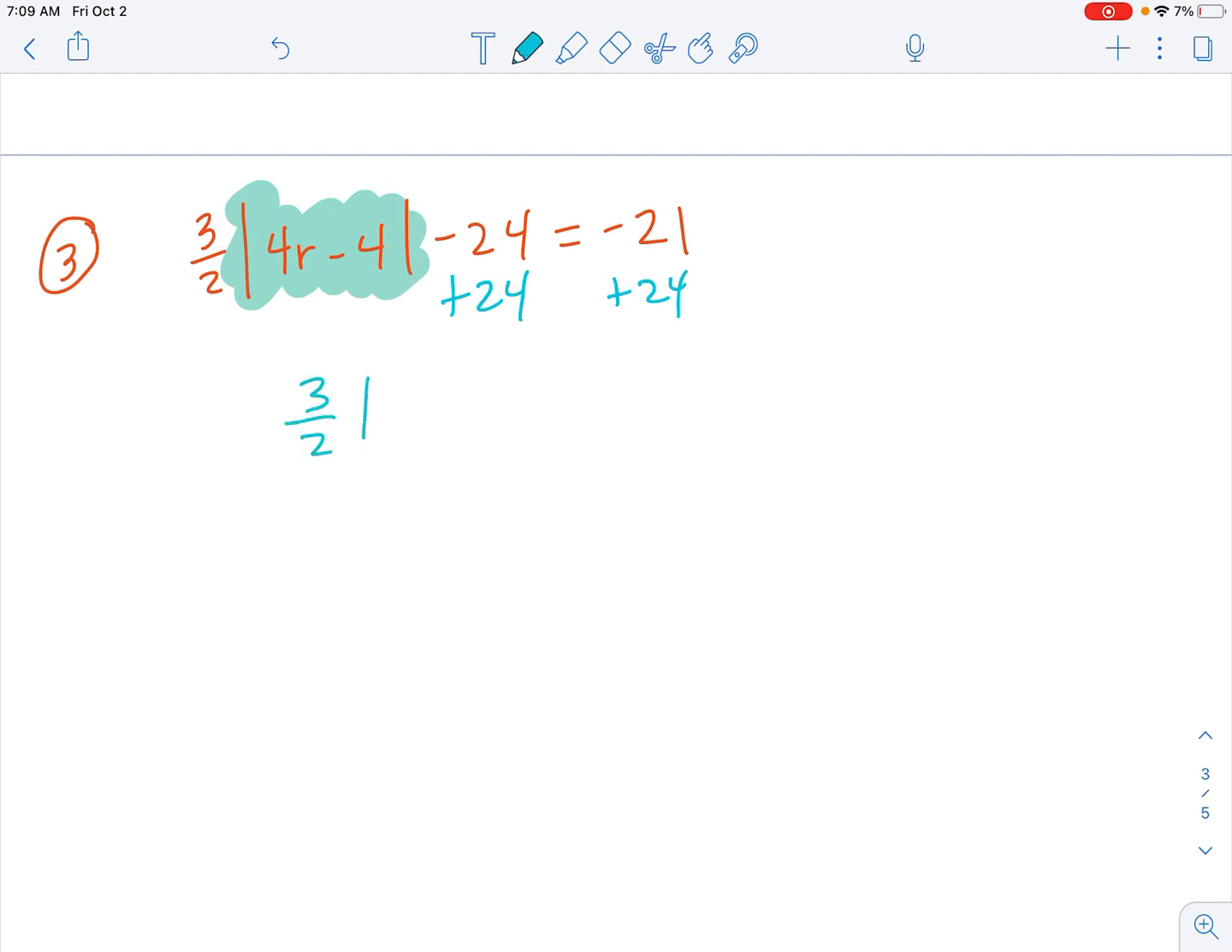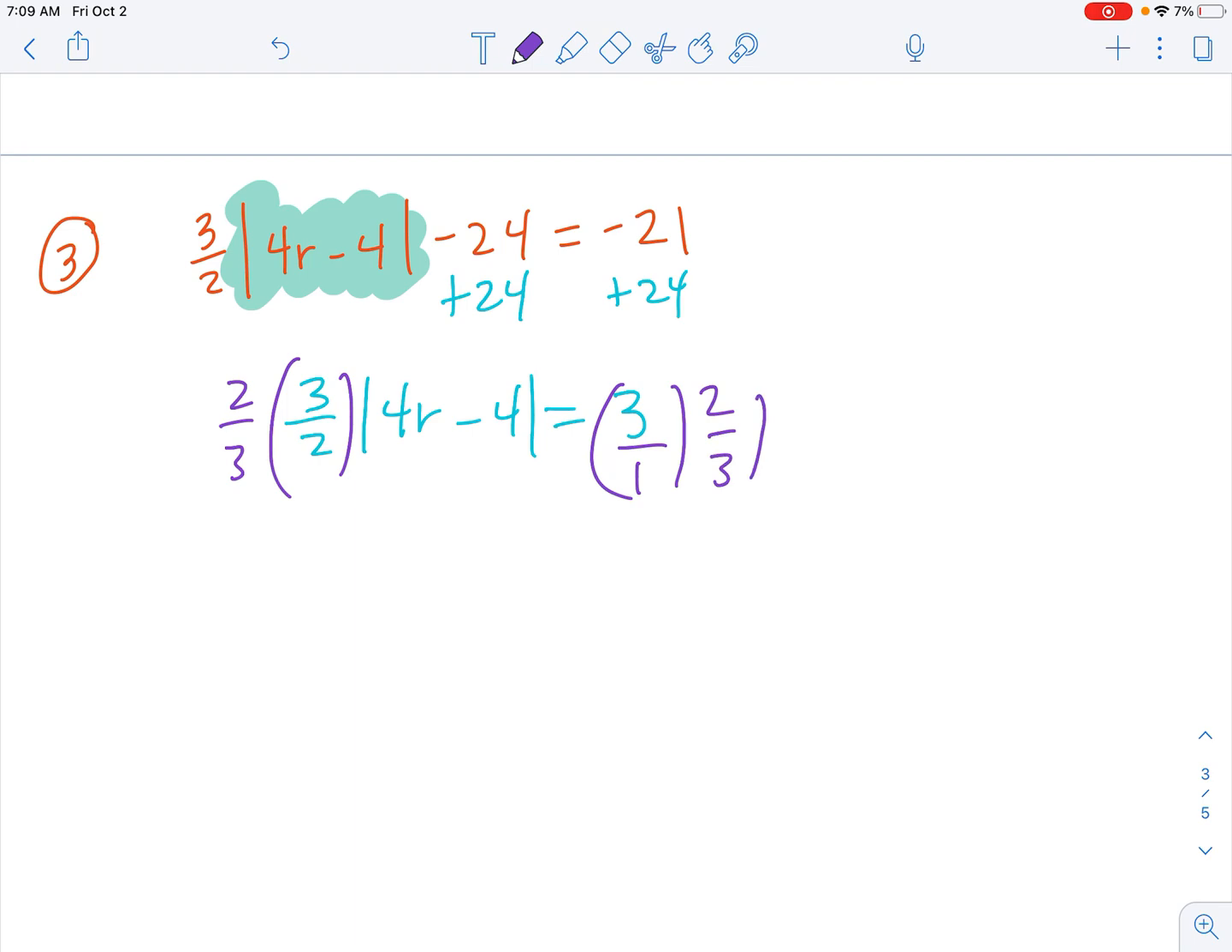So I have 3/2 times the absolute value of 4r minus 4 is now equal to 3. So remember, the operation between 3/2 and the absolute value of 4r minus 4 is multiplication. So to undo multiplication, we have to divide. But remember from the last problem, instead of dividing a fraction, we can multiply by the reciprocal. Reciprocal just means the flipped fraction. So we're going to multiply both sides by 2/3.